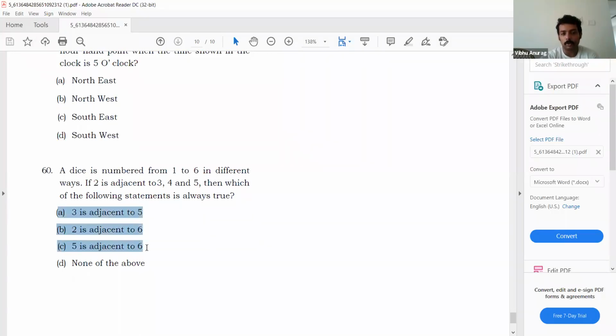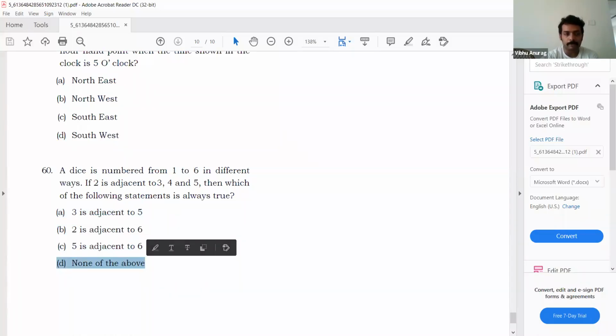Always true, we don't know because these are just possibilities. We don't know whether they're true for sure. So the answer would be D, none of the above.